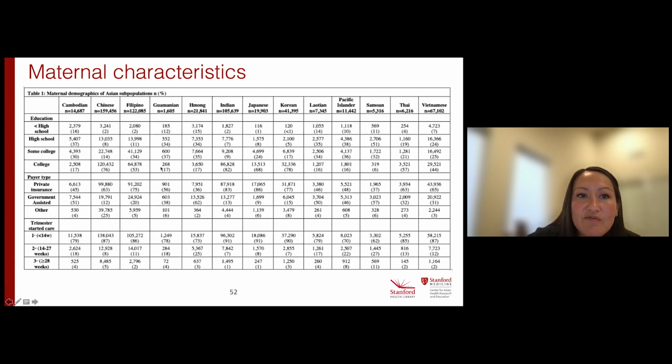And then, when we look at other things like education and payer type and trimester they started care. Even for those who are college graduates, if we look at things like Indian and Chinese, very high rates of having a college degree, in contrast to Samoan, our Samoan population here. And then, when we look at the trimester we started care, you have more patients in the Pacific Islander group who started care in the third trimester, also in the Samoan group as well, versus like 1% of those in Japanese and Indian subgroups.